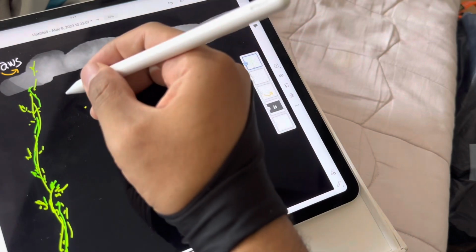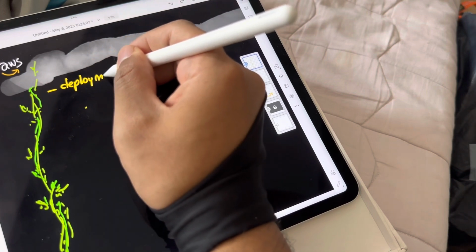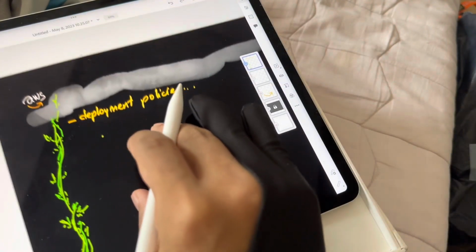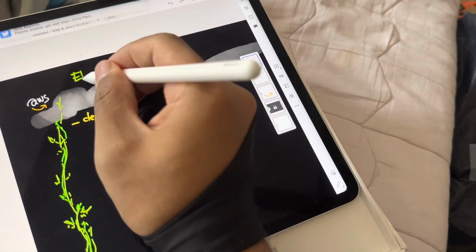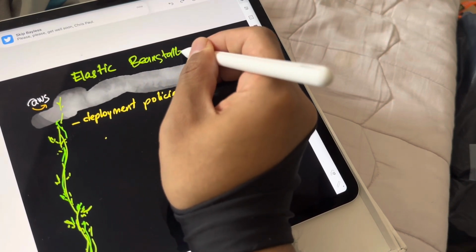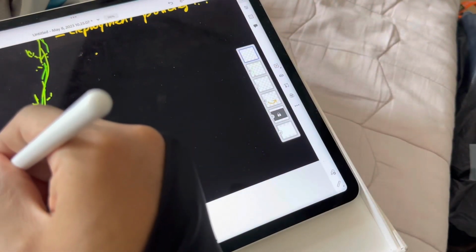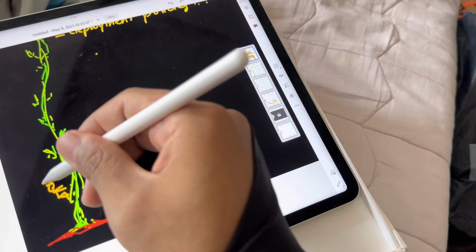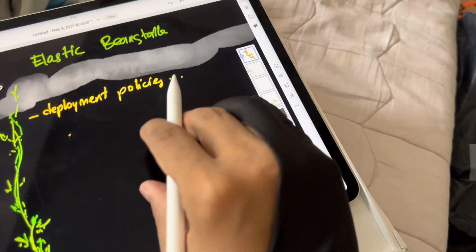So start with, we're going to talk about deployment policies. Deployment policies and AWS Elastic Beanstalk. So this is, I'm going to draw here Jack, so this is Jack climbing the Elastic Beanstalk. This is Jack going to climb to the AWS Elastic Beanstalk of AWS.